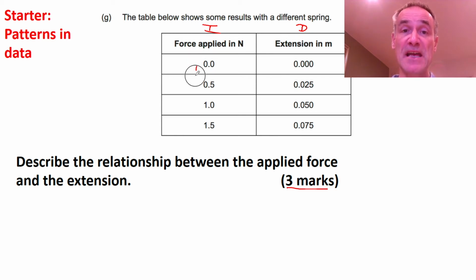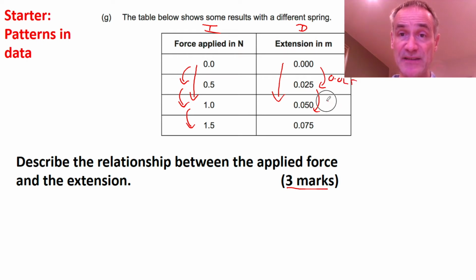Well, first of all, as the force increases, the extension increases, will give me my first mark. Secondly, just like the straight line graph, I'm looking for a relationship. And you can see that as I increase the force by 0.5 each time, can you see the extension is going up by the same amount each time? That's 0.025. Going from there to there is also 0.025. And going from here to here is also 0.025.